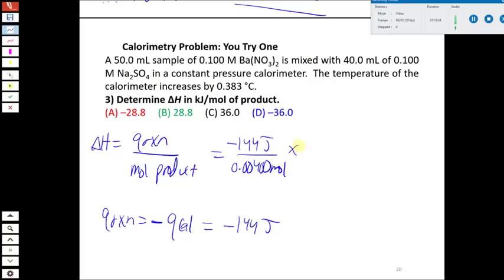We want it in kilojoules per mole, so we have to convert joules into kilojoules like we usually do. 1 kilojoule is 1,000 joules. And what we end up with is minus 36.0 kilojoules per mole. So that means for every mole of barium sulfate we form, we release 36 kilojoules of heat. So that means choice D would be the correct one here.